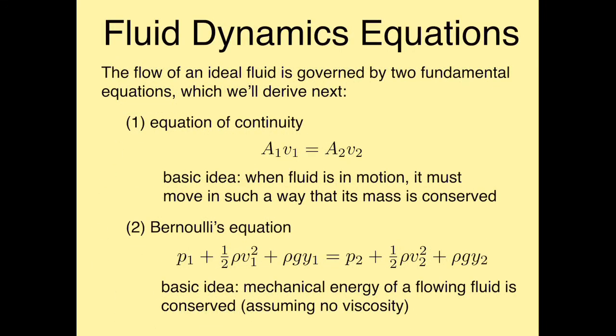So as long as we assume that we have an ideal fluid, it has all those properties we just outlined, then the flow of that fluid is governed by 2 equations. These are the equations that we'll be dealing with primarily when it comes to fluid dynamics. The first one is called the equation of continuity. This says that if you compare any 2 points within the fluid, 1 and 2, the area times the velocity stays the same. So A1 V1 equals A2 V2.